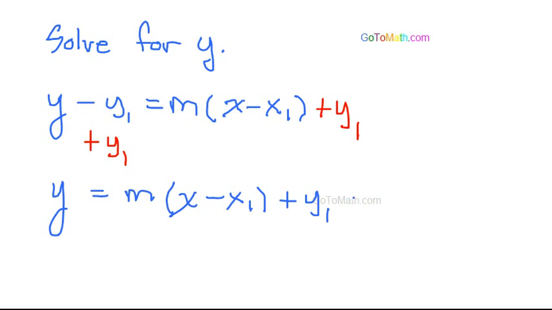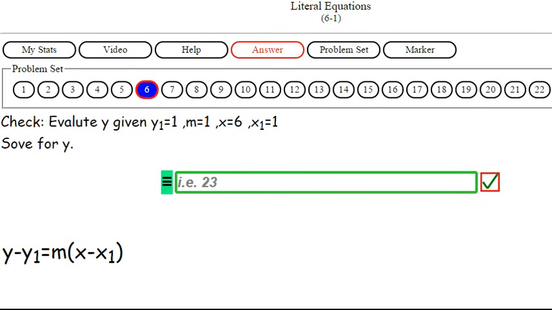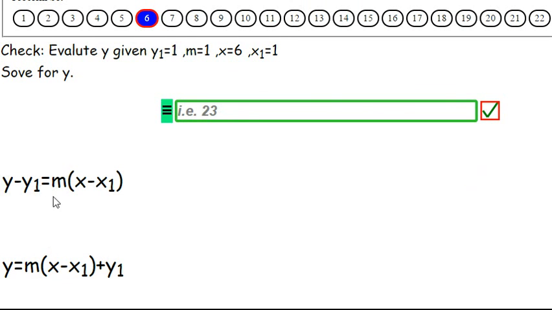That should be it. M times x minus x sub 1 plus y sub 1. Let's go back. Let's click the answer. Make sure everything's cool. We just brought that over to the right. That's all we did. Big deal. But you do want to kind of do the substitution here. Gives you a little practice on that. The green checkbox.